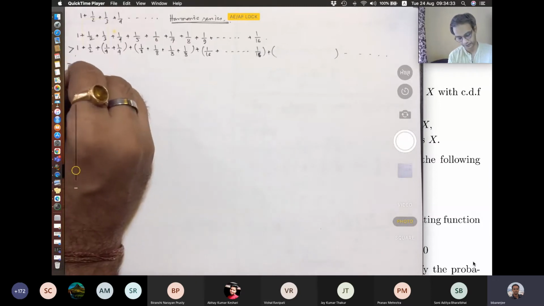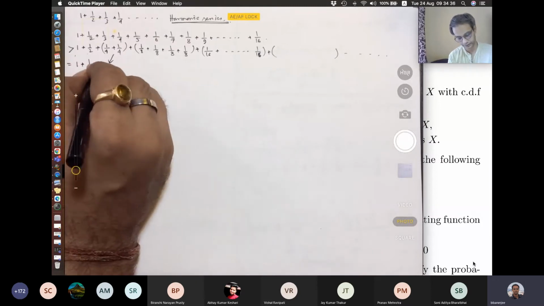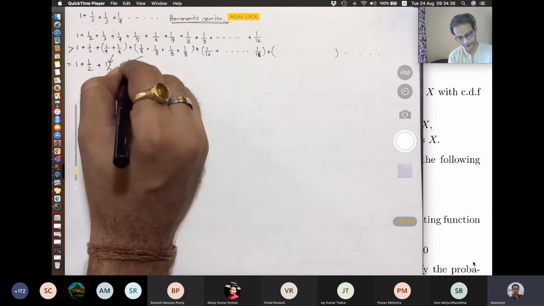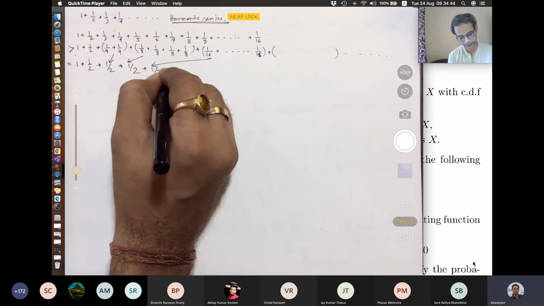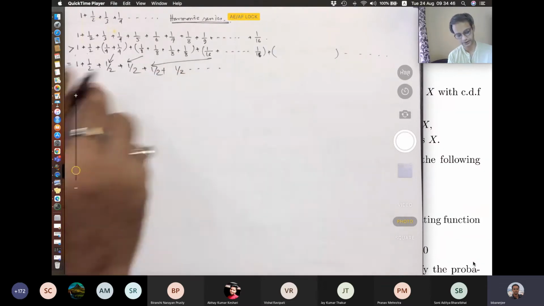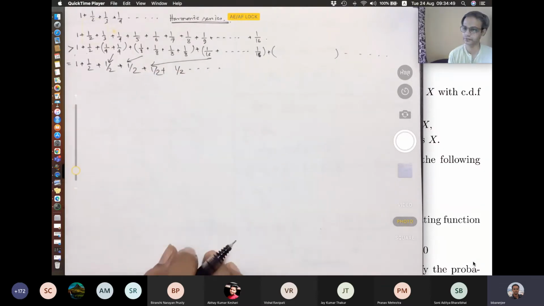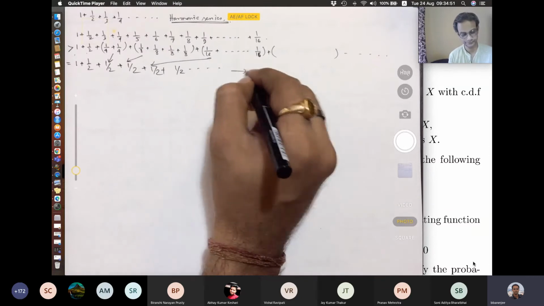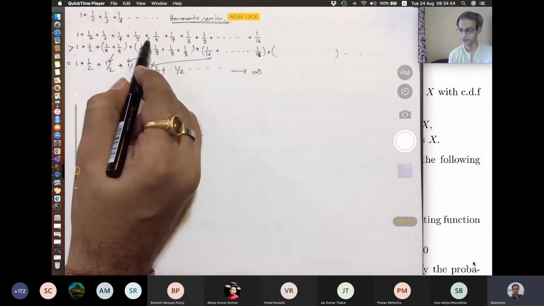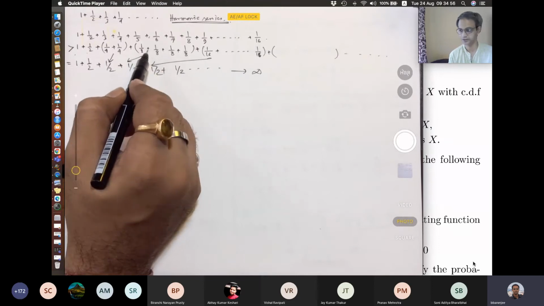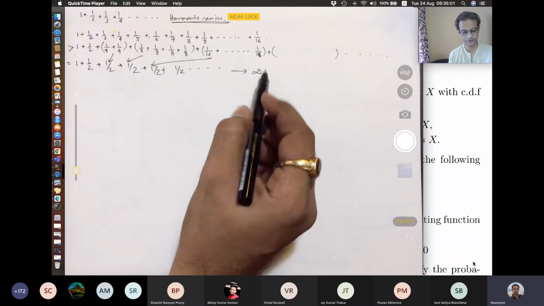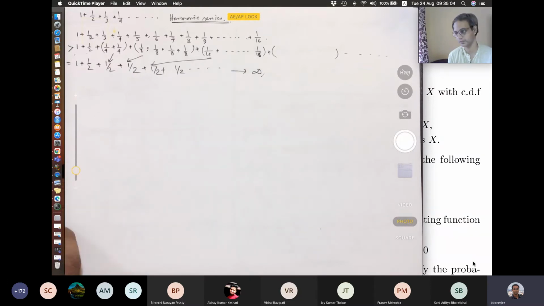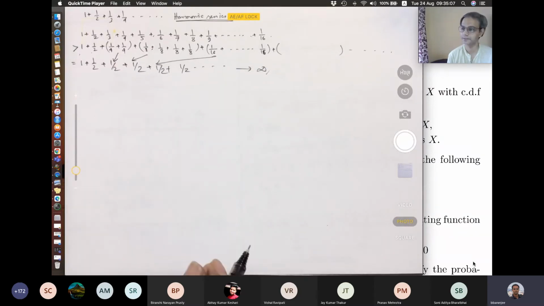So this number is 1 plus half. From here you will get half. From here also you will get half. From here also you will get half. So this will be a series of half, half, half, half, half. It is going to infinity. So this is a number from which this is smaller, and that summation is going to infinity. So definitely this sum is going to infinity, just 2 lines. Is it okay? Yes, sir.